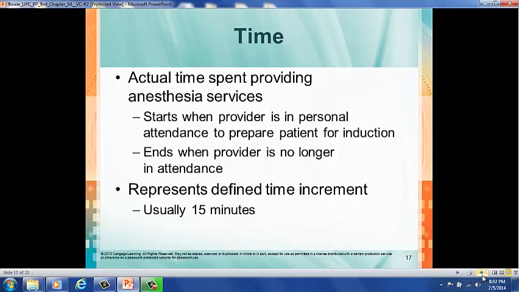To determine the time to report, the time starts when the provider is in personal attendance to prepare the patient for the induction of anesthesia, and the time ends when the provider is no longer in attendance and the patient may safely be sent to the post-surgery recovery area.